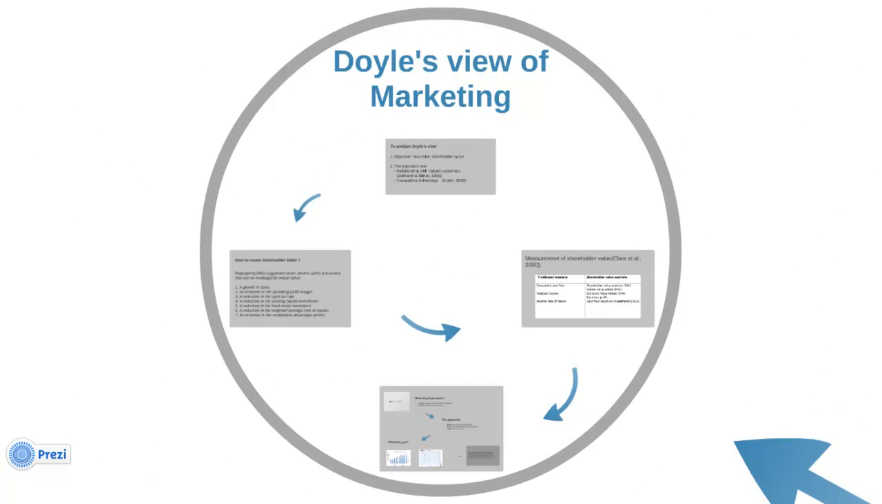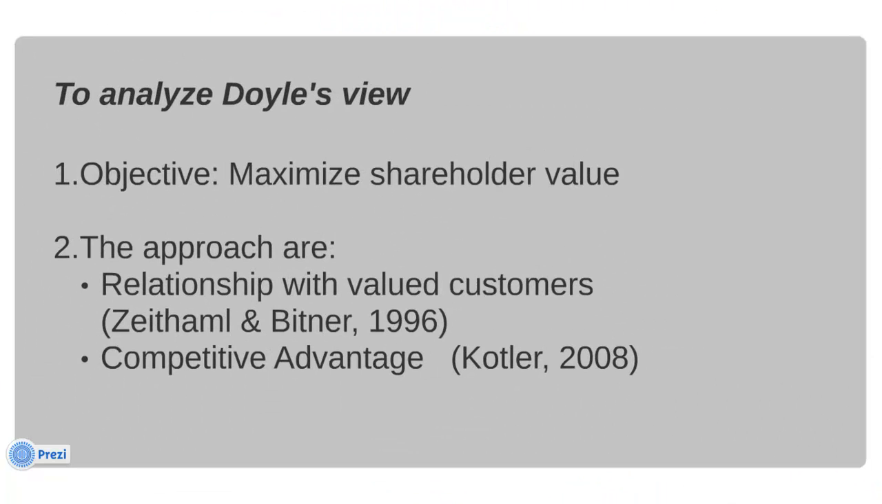Now we'll see Doyle's view of marketing. The objective was to maximize the shareholder value. For doing this, he adopted two approaches. Firstly, the relationship with valued customers, and secondly, the competitive advantage.